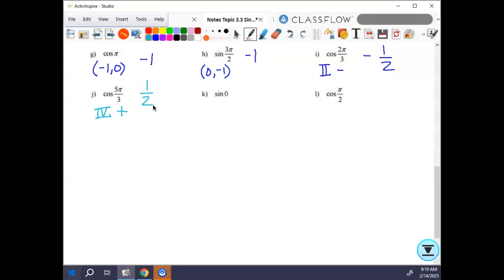0, what quadrant? Quadrantal. That's 1, 0. What is sine? 0. Good. All right, pi over 2. What quadrant? Quadrantal. That one is 0, 1. Cosine is 0. Okay.